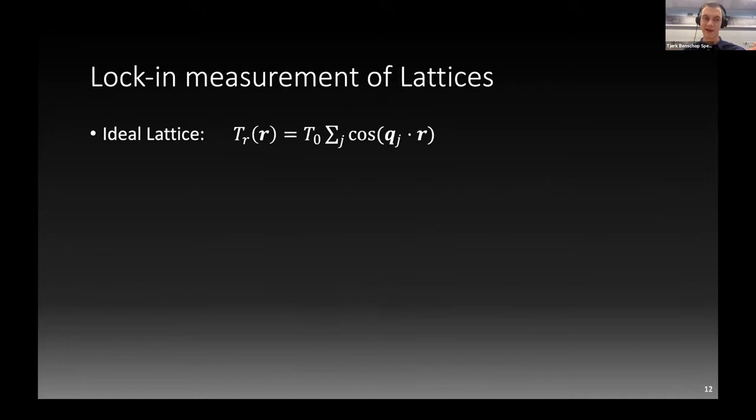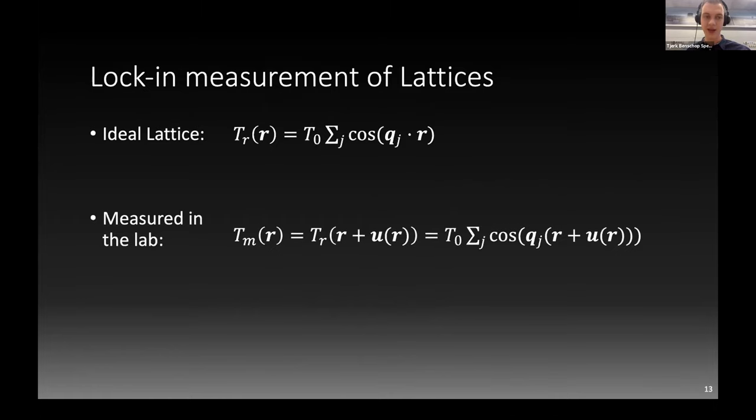So I'm not a theorist, I'm an experimentalist, but if we very simply consider an ideal lattice as just a sum of cosines, then we can also consider our measured lattice as a sum of cosines, but now in the presence of a so-called displacement field, which is here indicated by a u. And the key of our algorithm will now be to figure out what the specific displacement field is for a certain data set we obtain.